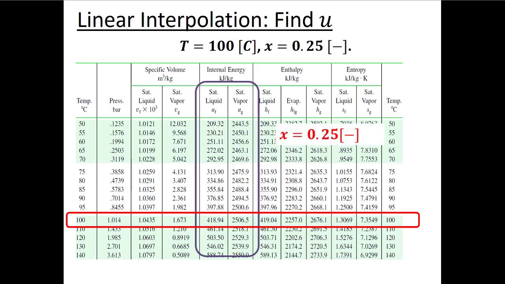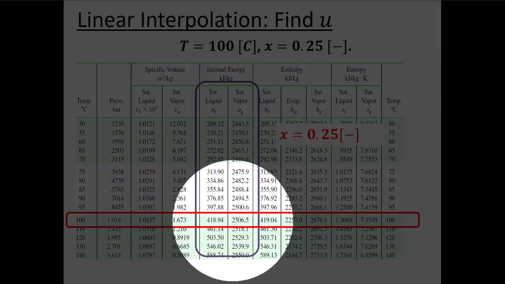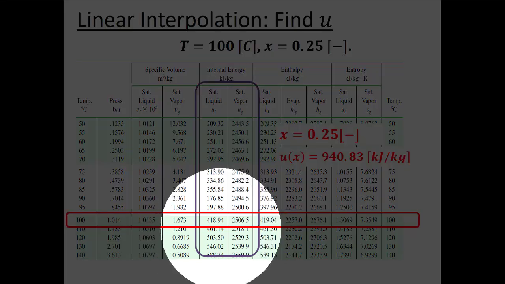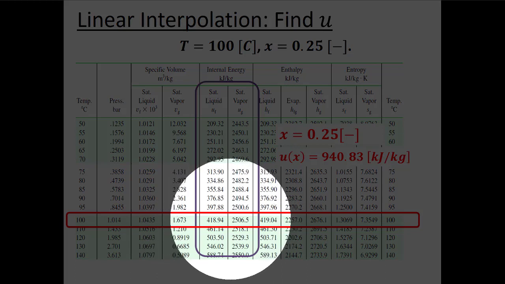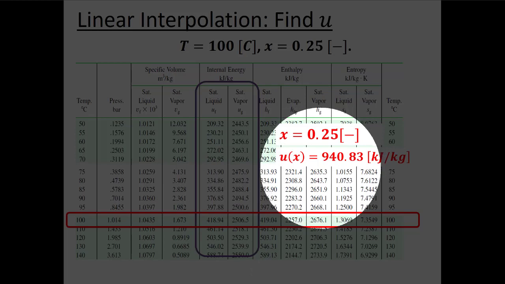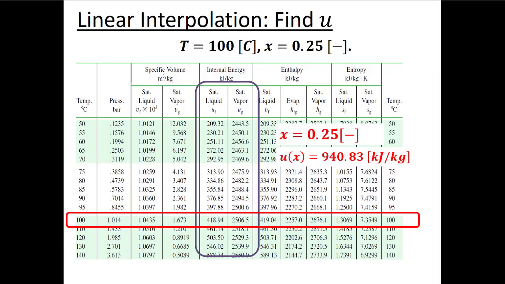So in this case, when quality is 0.25, then I've only moved a quarter of the distance between these two numbers. So I got an answer of 940.8. Right? So again, if the difference here is about, let's say, 2,000, then a quarter of 2,000 is 500. So if I added 500 to 420, that's about what I got. So I can see it kind of makes sense. I've got some pretty good confidence in that number.